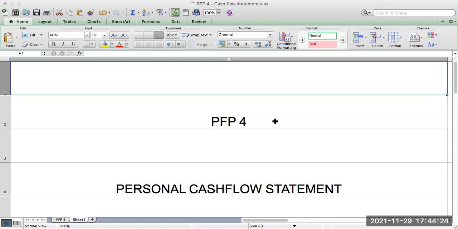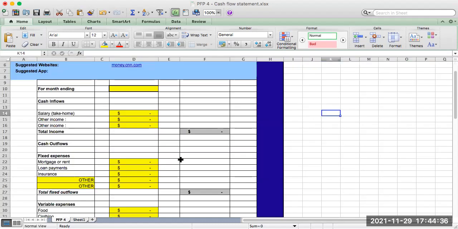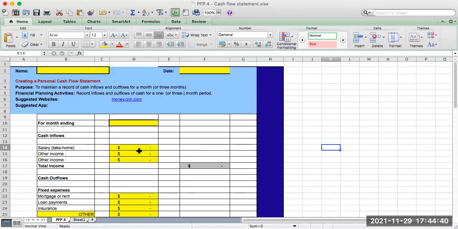As always, I go through everyone's assignment, and if you don't get full credit, I'll tell you what you need to do, and then you can make those corrections and submit it again in order to get full credit. So when you download the file in Canvas and open it up, it should look like this, PFP4.